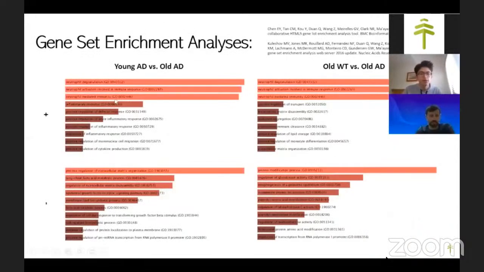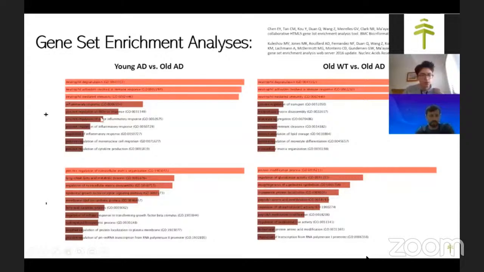And then from the differentially expressed genes, I selected those that showed, using log2fold change, those that were overexpressed and those that were underexpressed based on this differential expression analysis. And I could see that in the young AD versus the old AD, and also in the old wild type versus the old AD, we can see an increase in the activity of neutrophil degranulation, neutrophil activation involving immune response, neutrophil mediated immunity. And here we can see those same things.